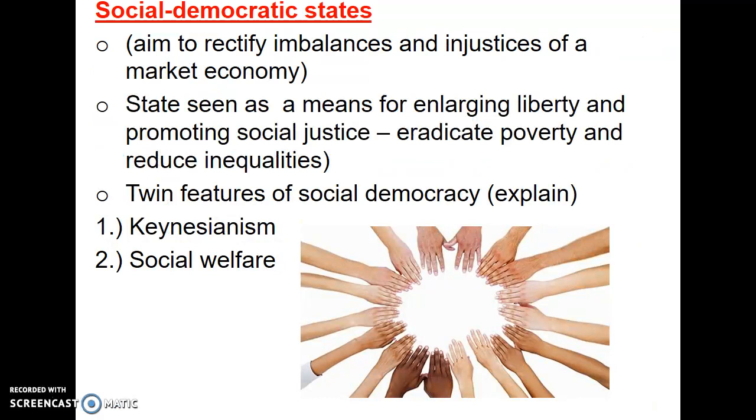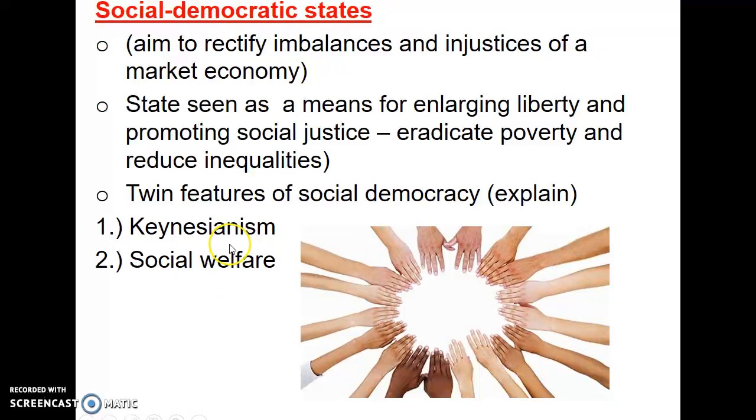What about social democratic states? These types of states aim to rectify imbalances and injustices that a market economy might produce. So the state is really seen as a means for enlarging liberty and promoting social justice, all in order to eradicate poverty in society and to reduce inequalities. A social democratic state has two features. The first one is Keynesianism. The second is social welfare.